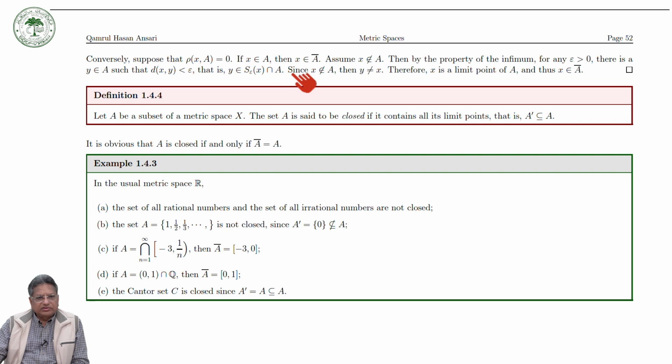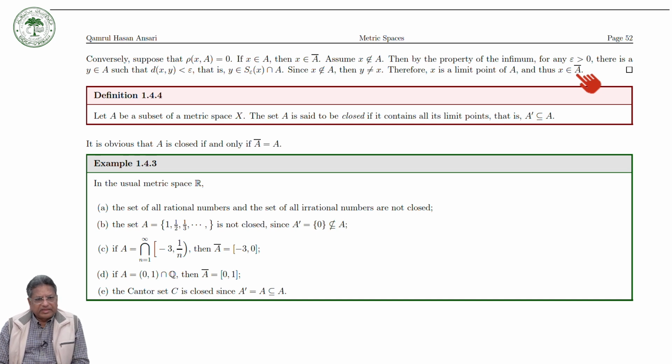Okay, and now since x is not in A, y must be in this one. So x is not in A, so y cannot be equal to x. It means that y is an element of this set other than x. It means that y is a limit point of A. So x lies in the derived set, which means that x lies in the closure of A. So this is the way to prove this result.